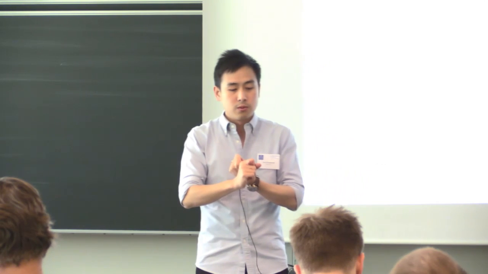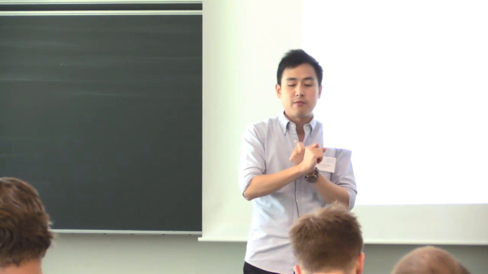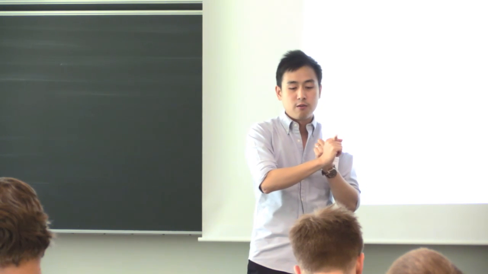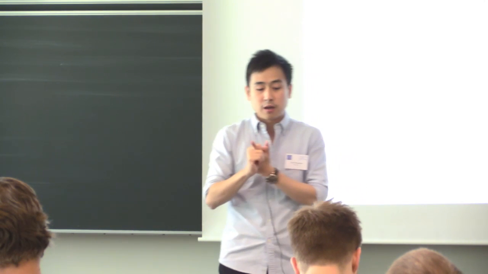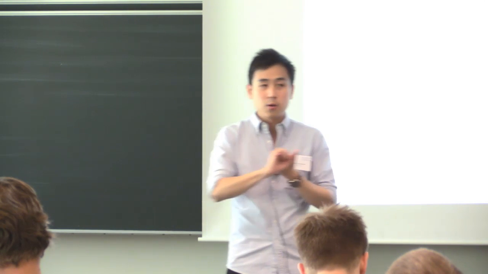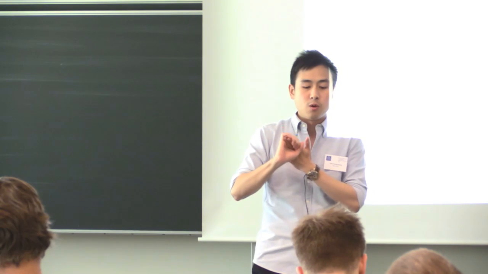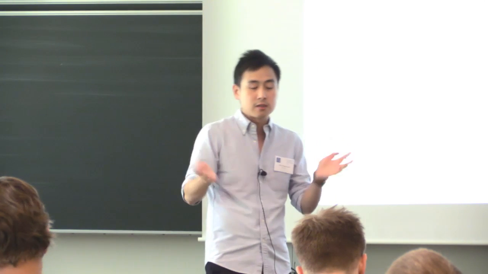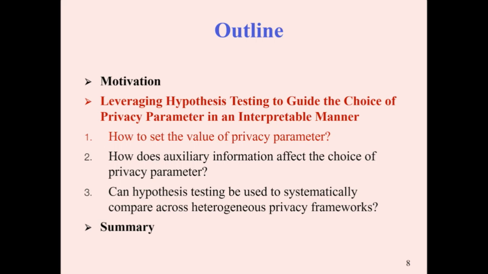So in our work, we set three objectives. First, we want to determine the appropriate value of the privacy parameter. Second, we want to see if the effect of auxiliary information would change the value that we want to set. And third, we want to systematically compare the statistical privacy frameworks. And to do that, we choose to use hypothesis testing as a tool.